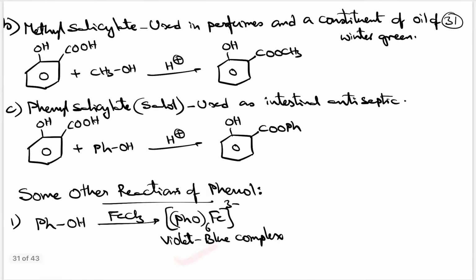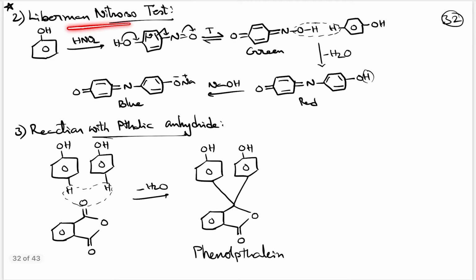So it can be used to identify phenols and enols. Phenols and enols on reaction with freshly prepared FeCl3 will give dark violet blue colored complexes. And then a Liebermann nitroso test. By Liebermann nitroso test also you can identify phenol.